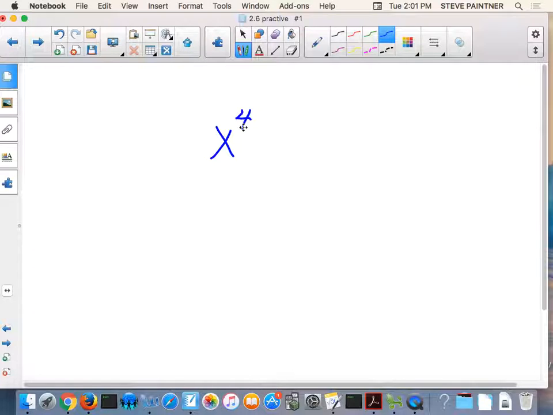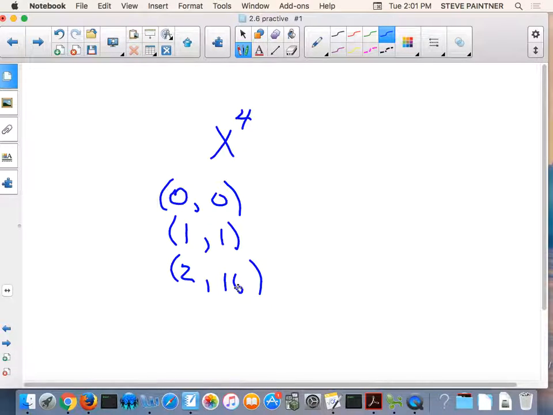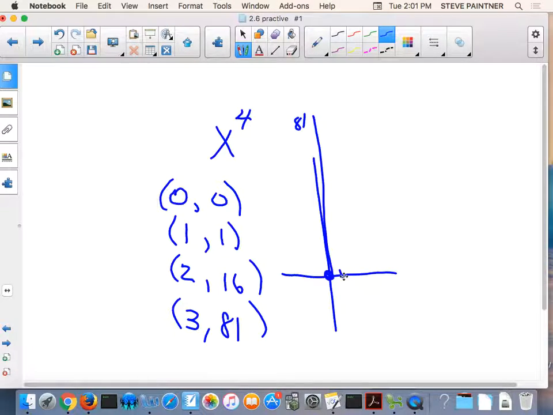X to the fourth, if you put 0 in, you get what? Zero. If you put 1 in, you get what? If you put 2 in, we get 2 times 2 is 4, times 2 is 8, times 2 is 16. If you put 3 in, 3 to the fourth is 9, 27, 81. So you get this look: 0, 0, and then all the way up to 81. So if that's 81, 3 is right here, 2 is about here, 1 is here.